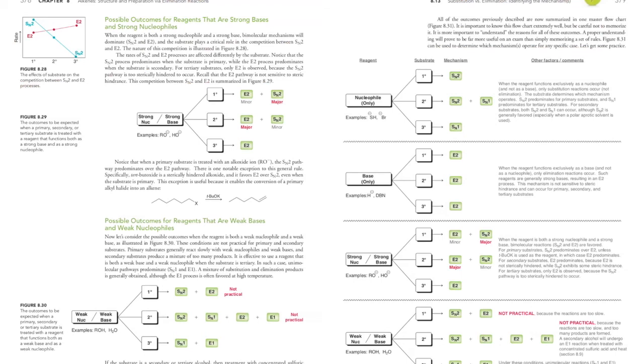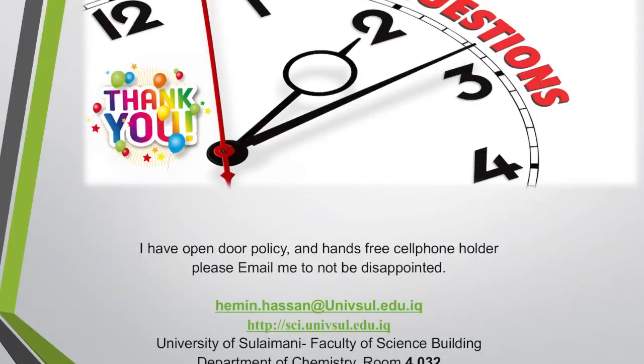And that is the slide that I promised you, and I will send it to you separately, covering each case of E1, SN1, E2, SN2 for primary, secondary, tertiary, for strong and weak, to understand better. This slide is not included for memorization, but to understand better.